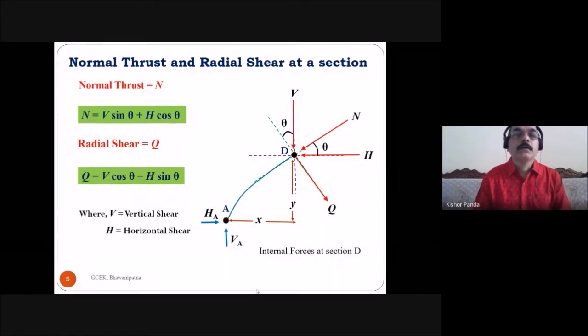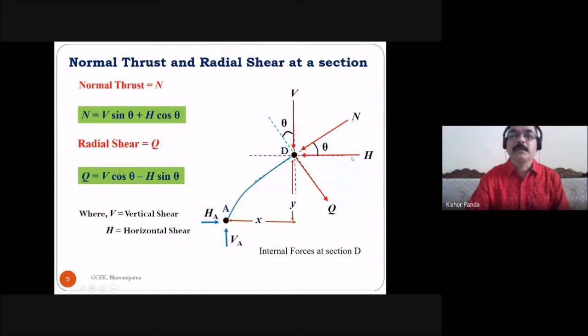Then coming to how to find out the normal thrust and radial shear at a section. This is the portion that I am taking from the 3-hinged circular arch. This is the support and this is the point, and here you have to find out the normal thrust, radial shear and the vertical shear. Here, this is the point and this is the vertical shear, which is perpendicular to this one.